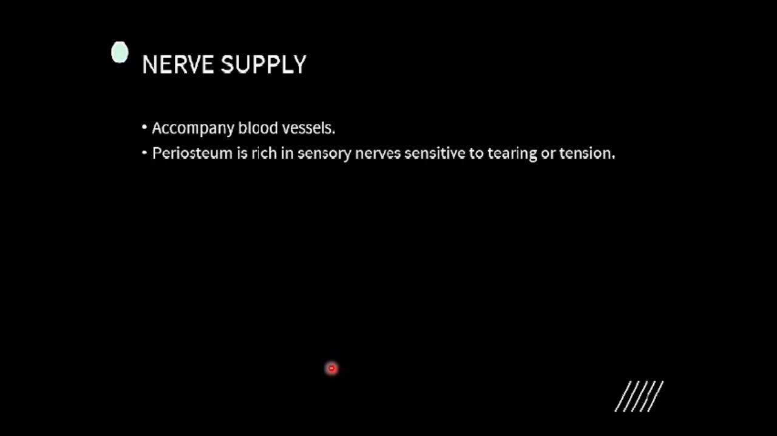I said it accompanies the blood vessels, and so it enters through the nutrient foramen. And you can see the periosteum is rich in sensory nerves which are sensitive to tearing or tension. So you might have experienced hitting your shin, that is the anterior surface of the tibia. You might have experienced severe pain while hitting over the shin. That is because the periosteum is closely related to the skin, and since it is rich in sensory nerves, it is very sensitive to pain. And most of the nerves are autonomic, that is they are both sympathetic and parasympathetic.